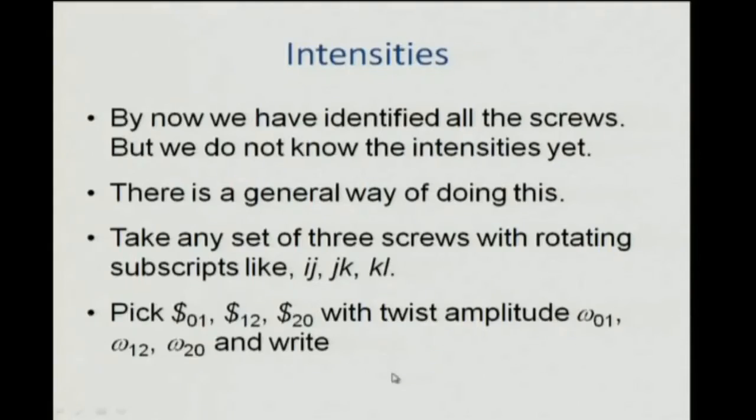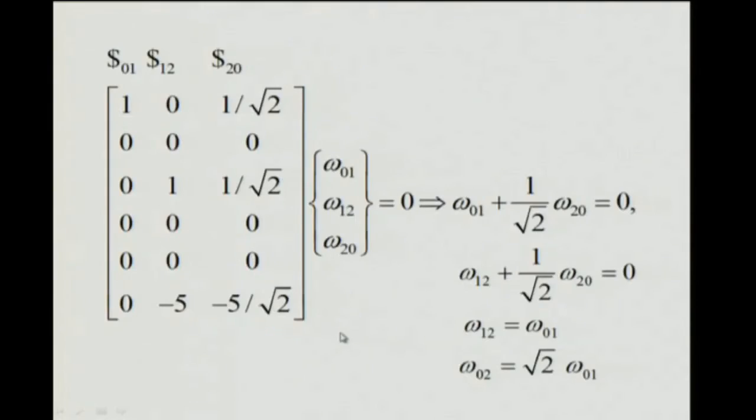So, you take any three screws again with rotating subscripts I, J, K, and then you write equations in this form. Now, we know that these three are linearly dependent, right, but we write it in this form. So, we know that we cannot solve for all of them, but we can solve for two of them in terms of the third. We already know that from linear algebra, right. So, that is known.